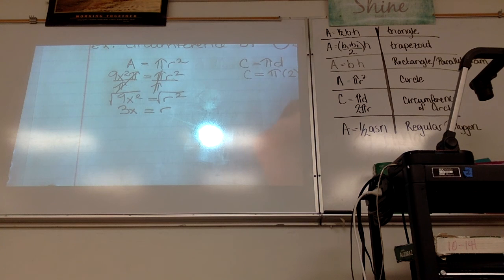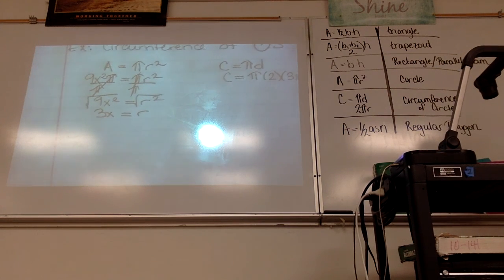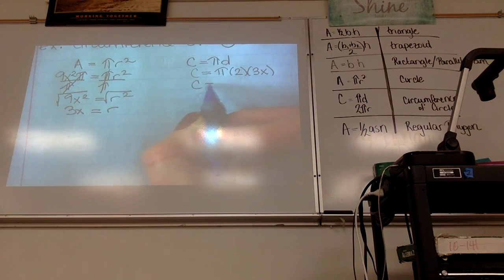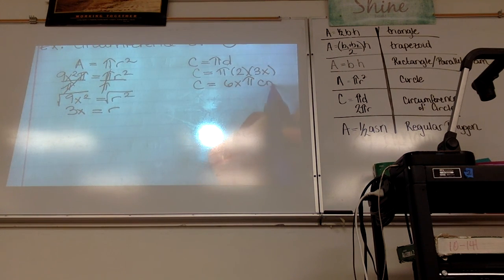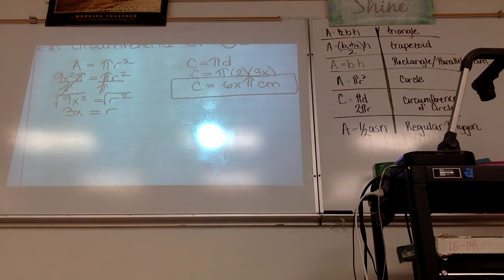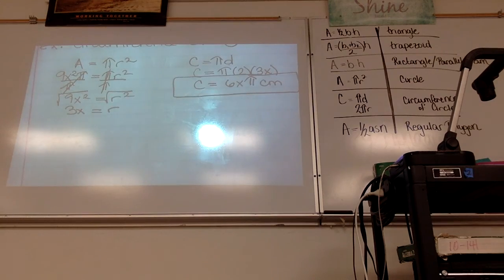Okay. Now, the weird thing about this is pi does not go first in the answer. In terms of pi, means leave pi at the end. So when I have pi in the beginning of circumference formula, it truthfully, for my final answer, should be circumference equals 6x pi. So in terms of pi, usually the pi goes at the end.